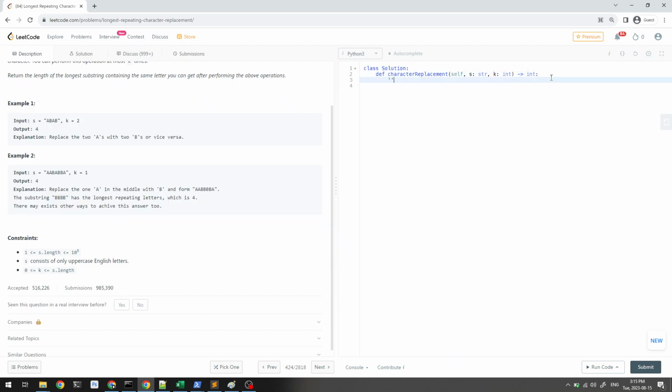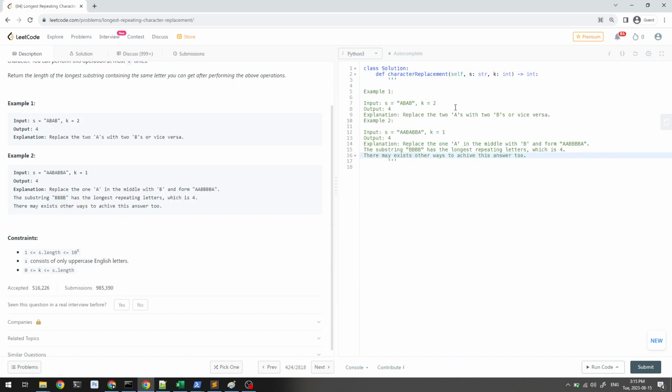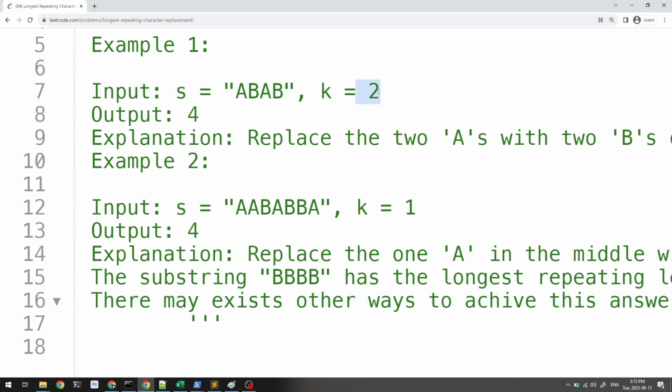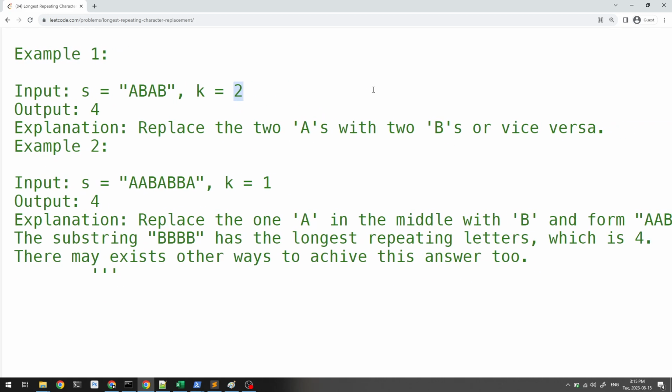Copy the examples, paste them here. Okay, so we have k equal to 2, which means we can essentially replace two characters, and when we replace those two characters, we want to form the longest possible substring. In this case, we can just replace both of these A's with a B, which will give us B, B, B, B, a length of 4, or we can replace these two B's with just A's. For every replacement, our k will go down to 1 and then 0. So in this case, we can replace any of them to get the length of 4.